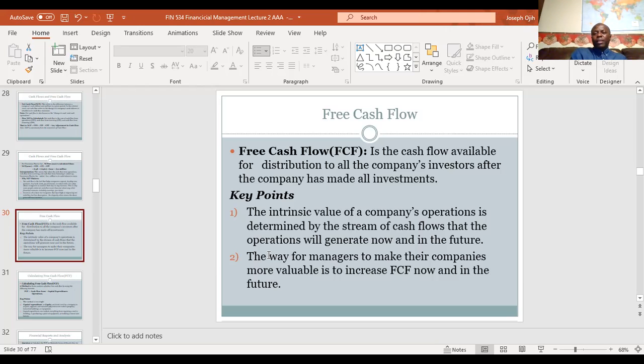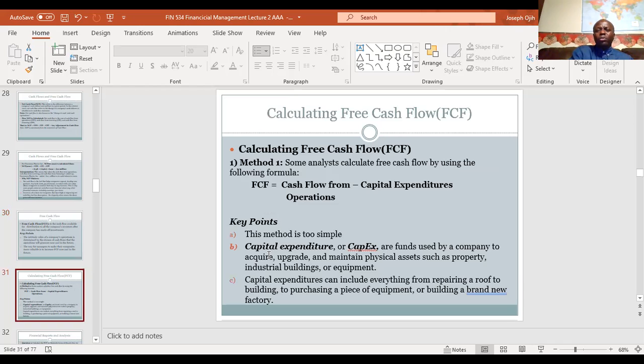So managers, what they try to do to increase the intrinsic value of a company is to increase the cash flow now and in the future. Do projects that will increase the cash flow now and in the future. Okay. So how do they calculate cash flows?